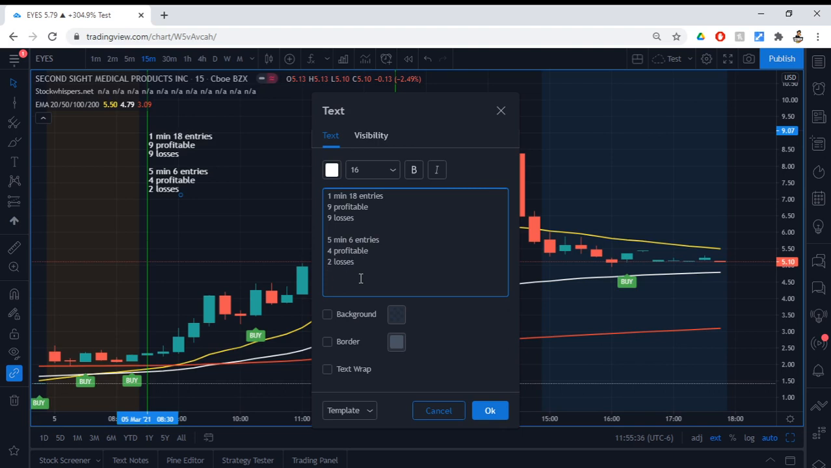You can still stick a 10-minute here if you want, but I'm just going through this as if you have the free version of TradingView.